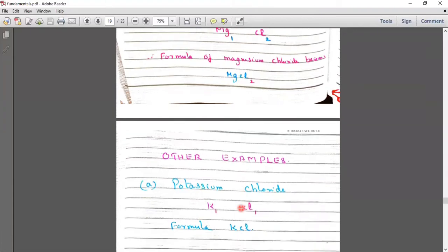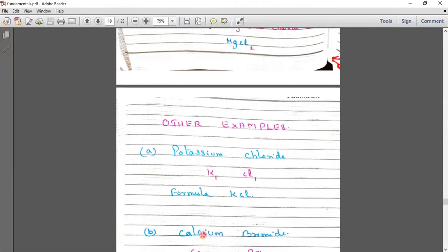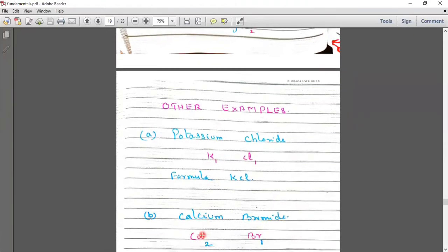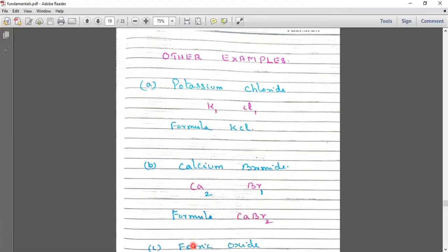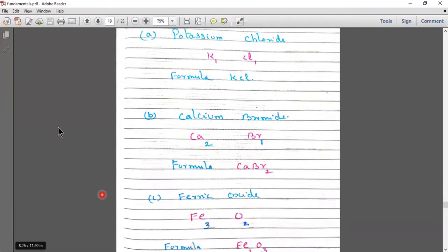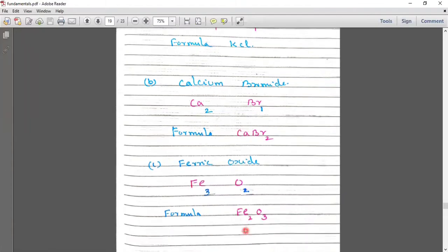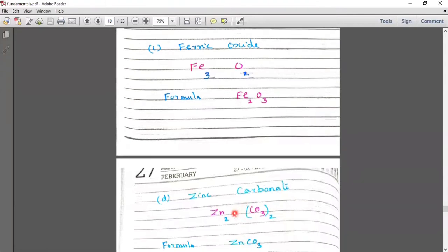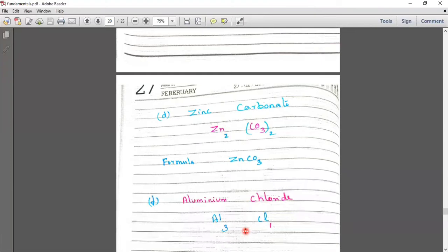Then other examples. Potassium chloride: potassium K and chloride Cl, both carry valency 1, so the formula is KCl. Calcium bromide: first we write calcium, valency is 2, bromine valency is 1, and exchanging gives CaBr2. And ferric oxide: iron valency is 3 and oxygen valency is 2, so exchanging gives Fe2O3. Zinc carbonate: zinc valency 2, carbonate valency is 2 minus. Minus or plus is negligible, we are supposed to write only the numbers. So zinc 2 and carbonate also 2, and both get cancelled. So zinc carbonate is ZnCO3.